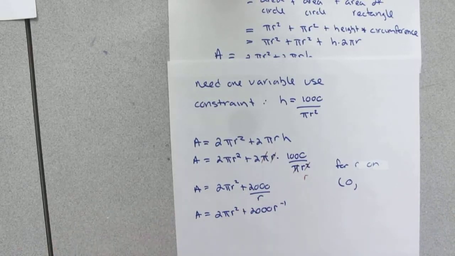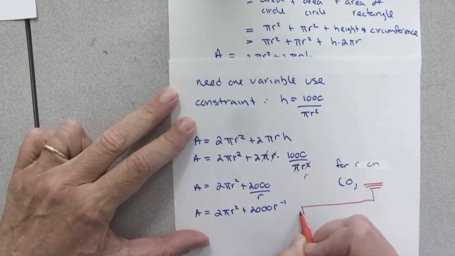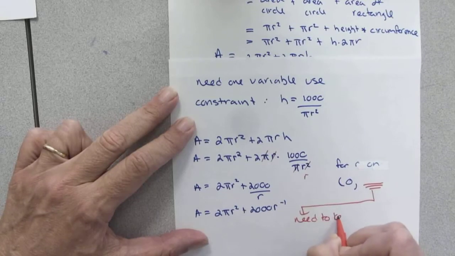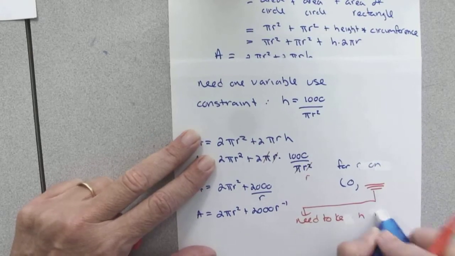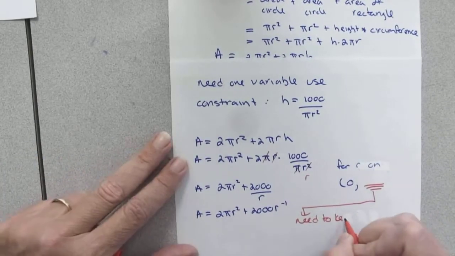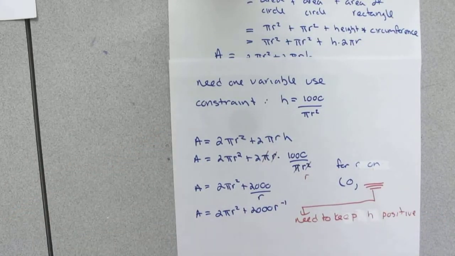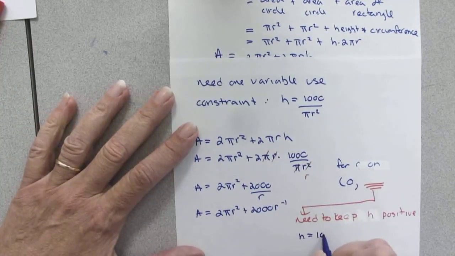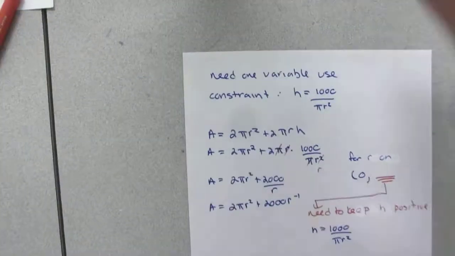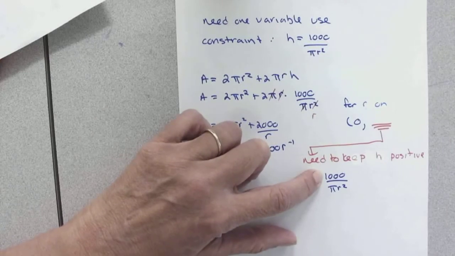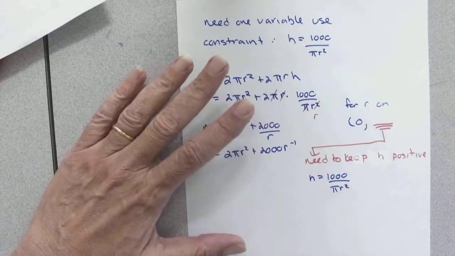Your second value comes from your second variable, and we need to keep h positive. So h was 1,000 over pi r squared. So if we look at that and we think about it a minute, 1,000, positive, pi, positive, r squared, positive. This is always positive.